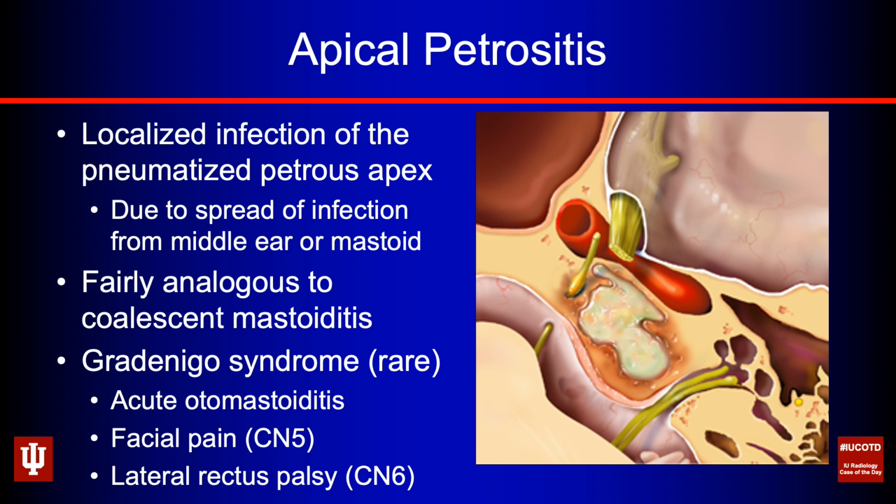So just keep in mind, Gradenigo syndrome, you do need to know what it is. Do know the 3 components: the acute otomastoiditis, the facial pain in a trigeminal distribution, and that lateral rectus palsy from abducens nerve irritation or injury. Just know that in real life, you typically don't get a complete Gradenigo. You may only have some of those components involved.